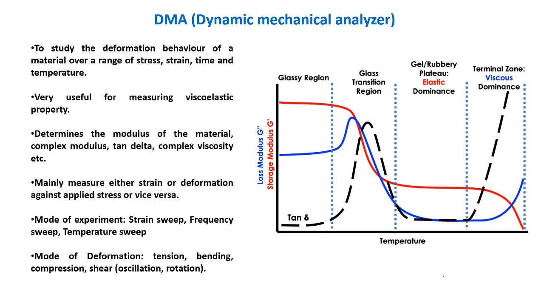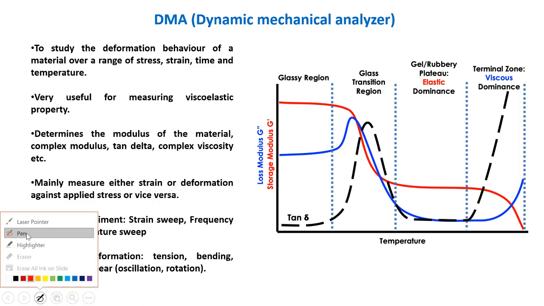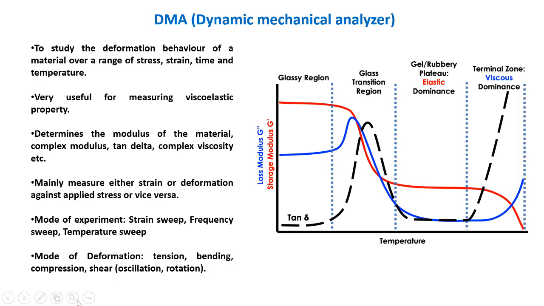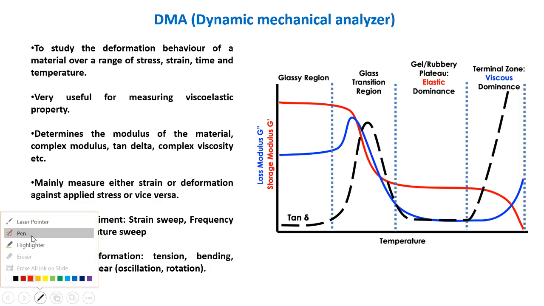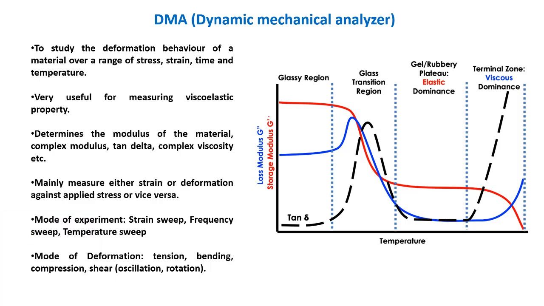So if I start with the nomenclature, as you have already read about it, I'm just going to explain it. So here G dash is the storage modulus. That means the elastic property of the material.